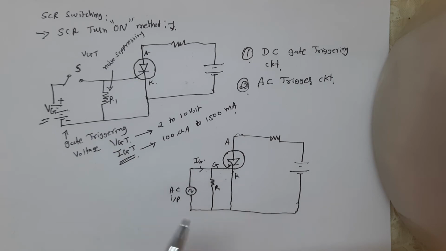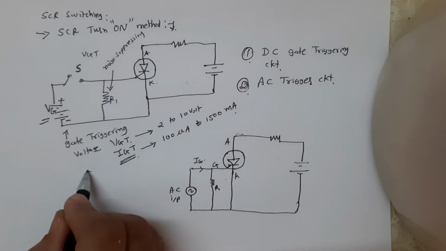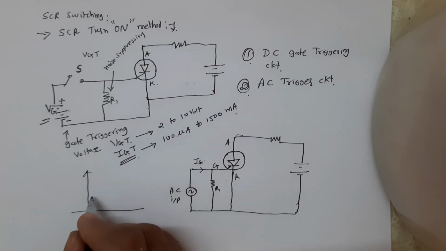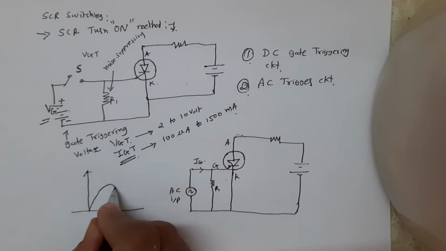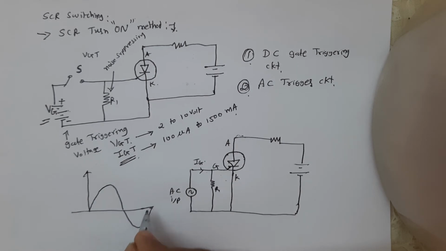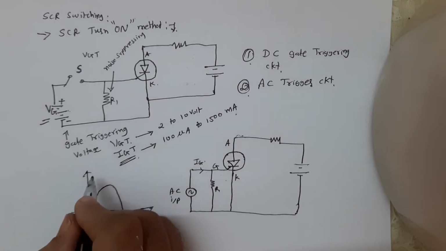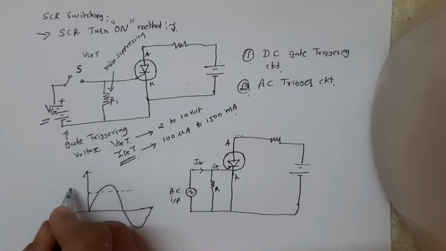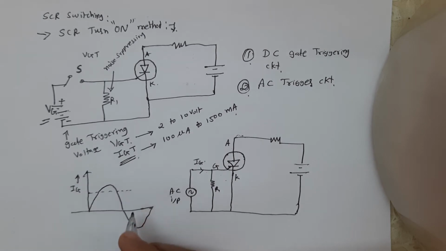What is our input? Input is nothing but this is your positive half cycle and then negative half cycle, right? Positive half cycle, this much amount of current, this is your IG and this is your V.